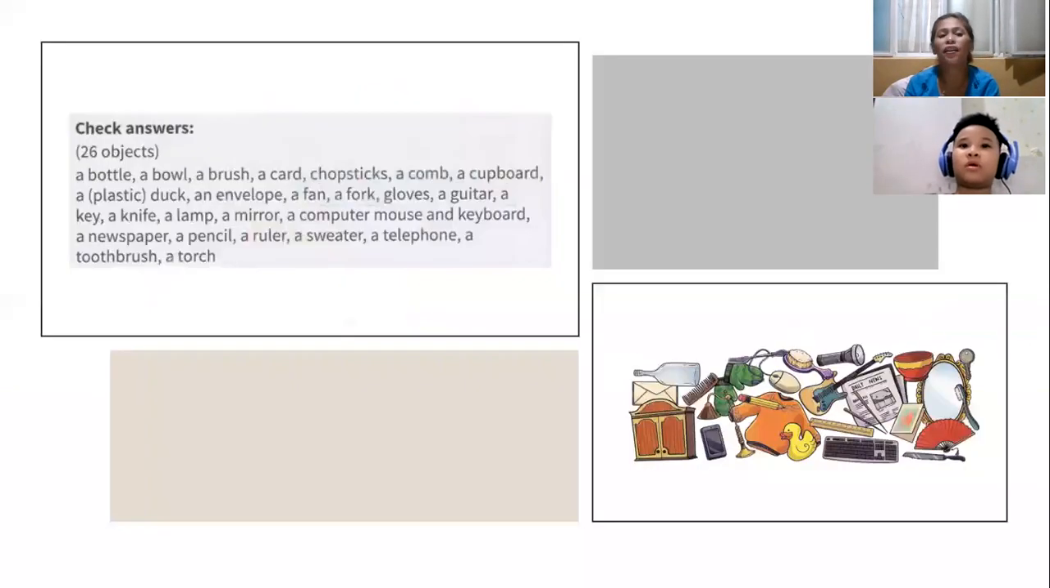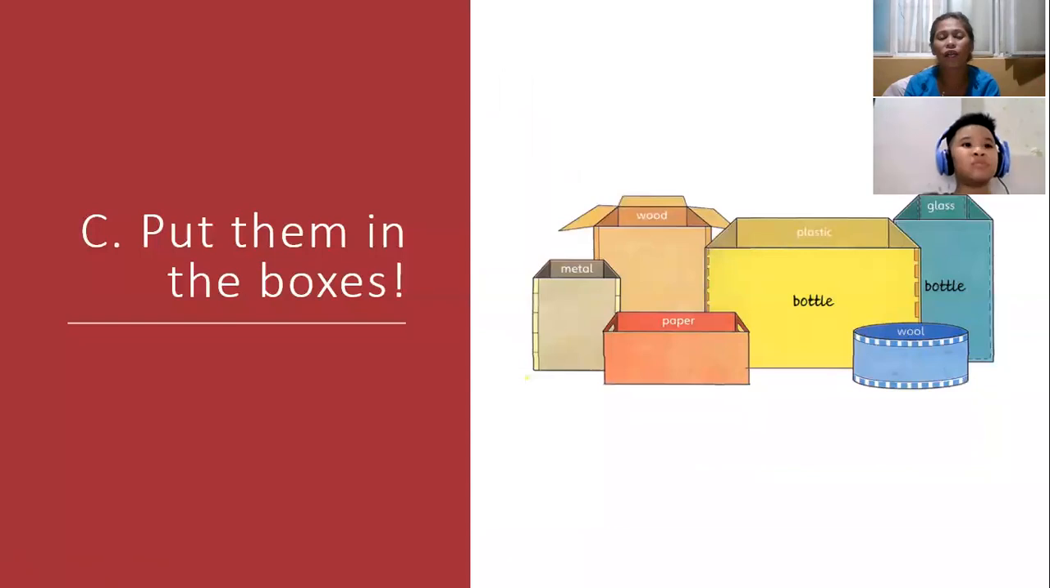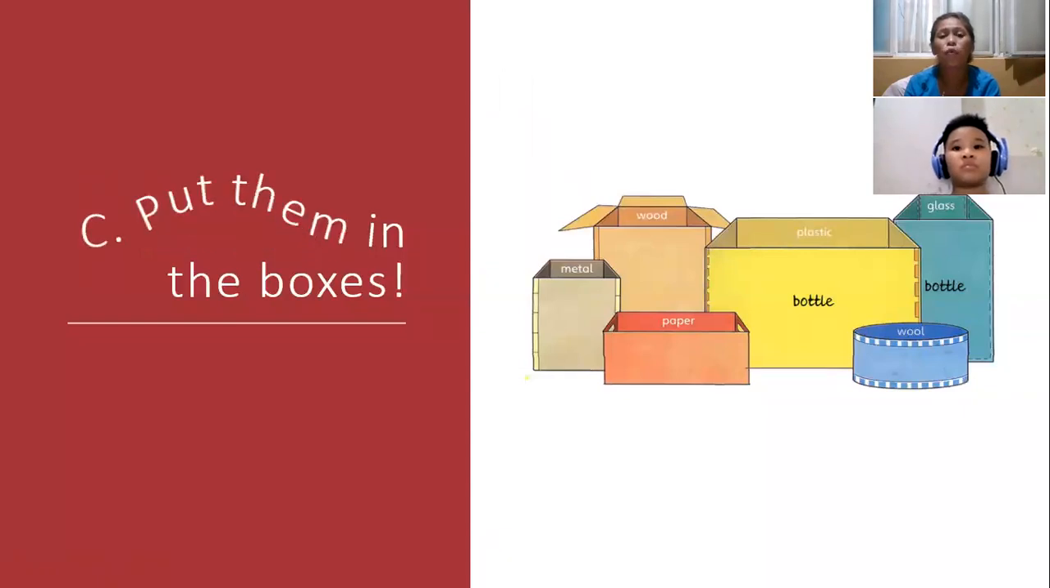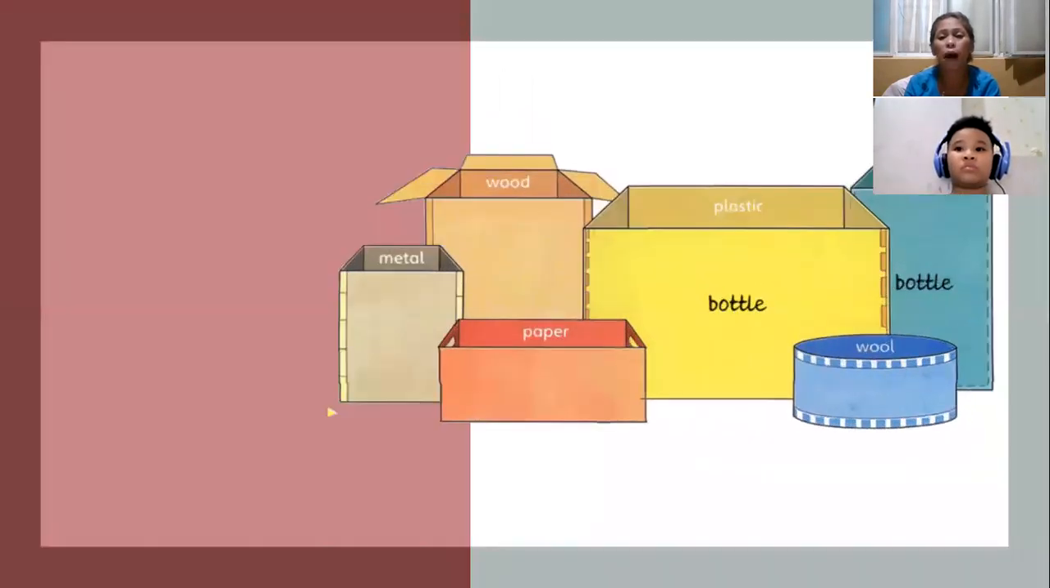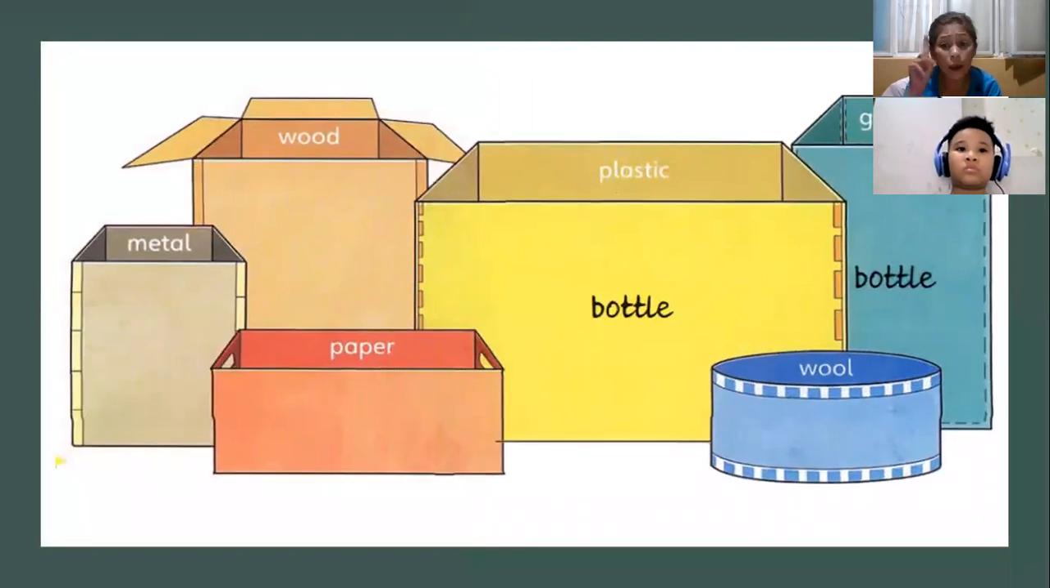Okay, next one. So here, look at this. If you are going to put them in the box, give me one example for each. One metal you put in the box, one wood, one plastic, one paper, and one wool. Okay, one glass. Please give me one example for each. Go, Nguyen.